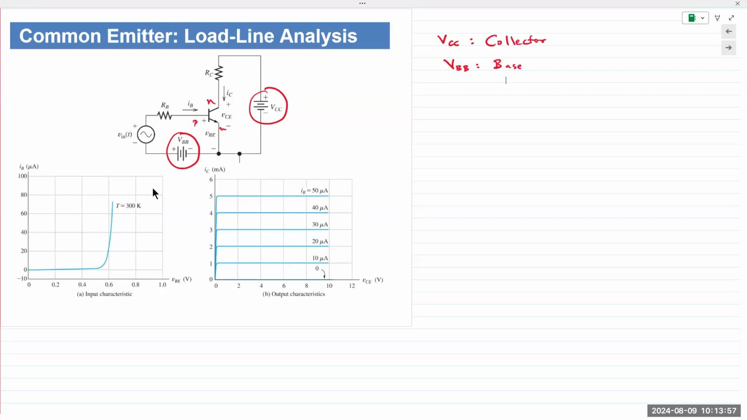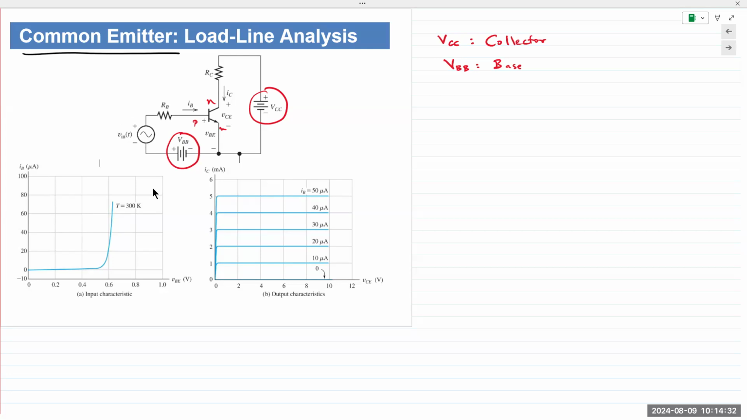Okay. So as I said, this is a common emitter amplifier. It requires two power supplies, one for the input side, the other one for the output side. And common emitter or common base or common collector, again, as a reminder, simply states which terminal of the transistor is common to both the input and the output. So that's VBB and VCC. And then here, you see Vin(t). That is the AC signal that we wish to amplify.